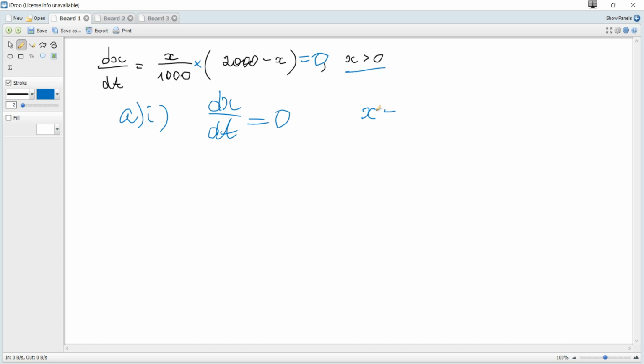it's impossible because it is given that x is greater than 0, and another solution arises from this factor being equal to 0, and it's clear that it's just x is 2000. The next is: explain why the population of squirrels is increasing for the values of x less than this value.